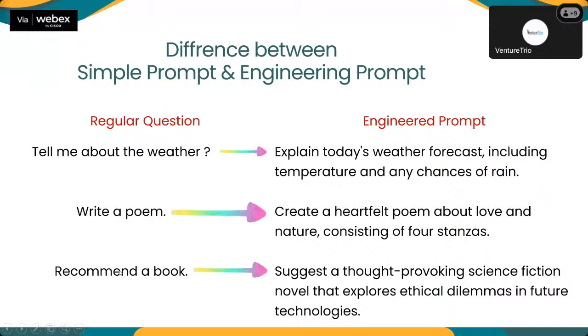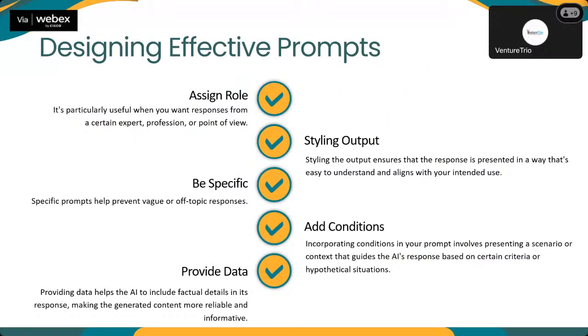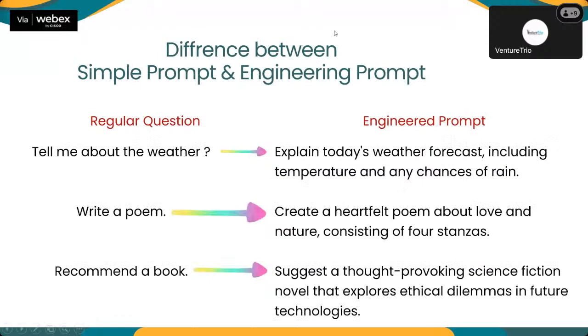Like we will ask, recommend a book. So it will provide lots of books. But what you need, you have to actually define here. Like, suggest a provoking science fiction novel that explores ethical dilemmas in future technologies. So after that you will get the specific answer. Right? Now let's try first these examples, then we will move on to our last 2 slides.